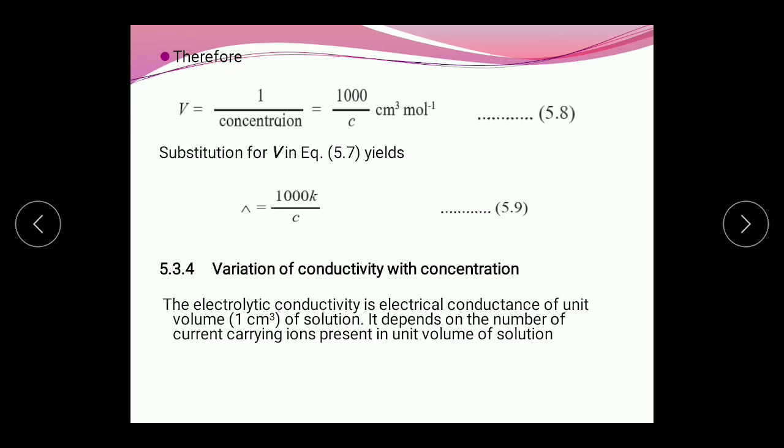Hence, we got the value of V, and we have equation 5.7: lambda equal to K into V. Now substitute the value of V. K will remain as it is, and instead of V, we take the value 1000 upon C. Hence lambda will become 1000 into K divided by C. Lambda equal to 1000 K upon C, because our equation 5.7 is lambda equal to K into V. So this is the relation between lambda and K, molar conductivity and conductivity.